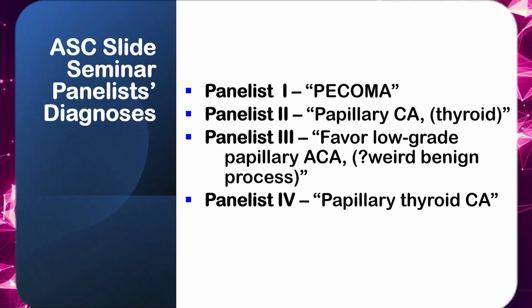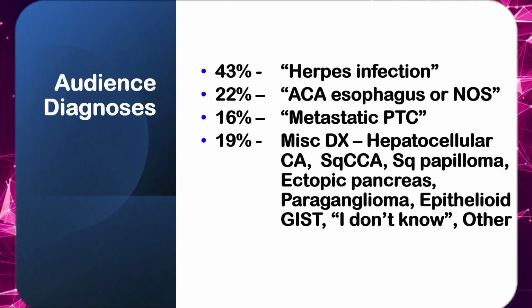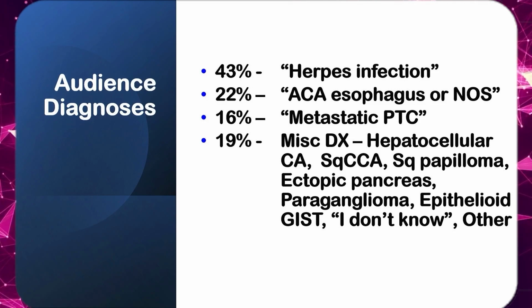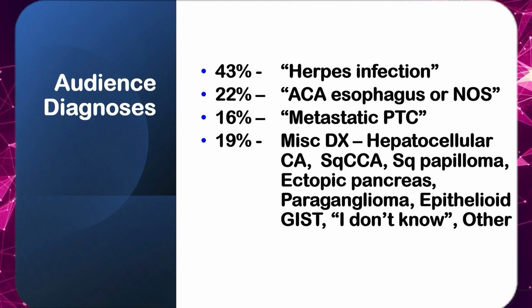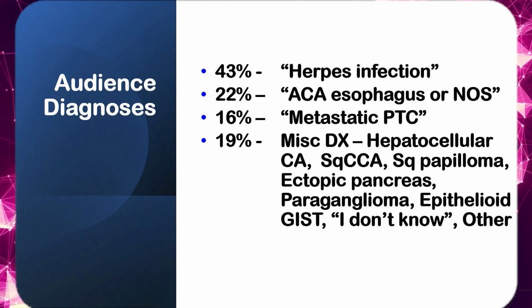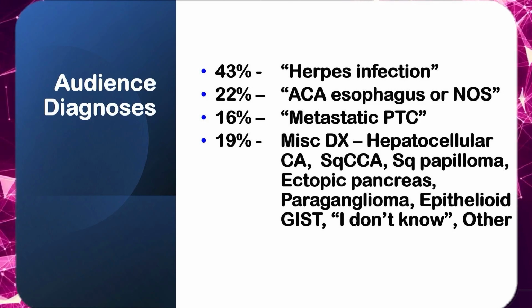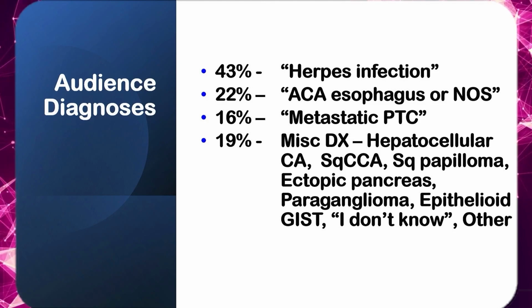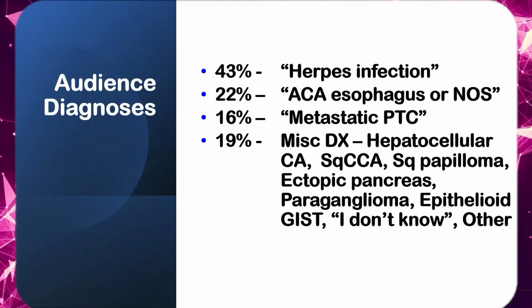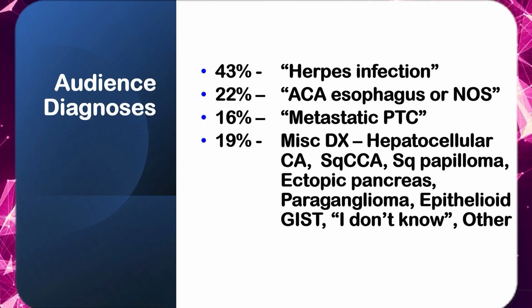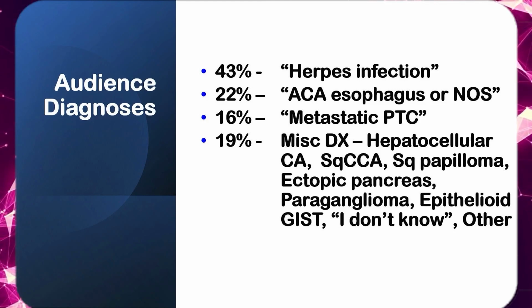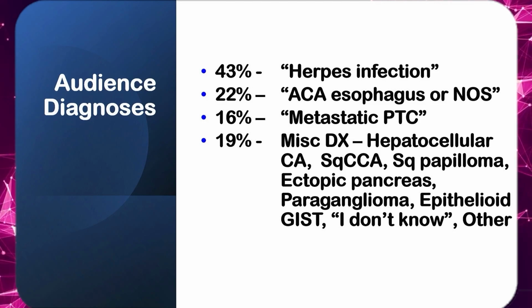So we also asked the panelists to vote. Close to half of them thought what you were saying, herpes infection. So maybe it is herpes. 22%, 1/4, call it adenocarcinoma of the esophagus or simply NOS. 16% call it metastatic papillary thyroid carcinoma. 19% call them hepatocellular carcinoma, squamous cell carcinoma, squamous papilloma, ectopic pancreas, paraganglioma, epithelioid cyst, or I don't know. And there were simply other miscellaneous diagnoses.